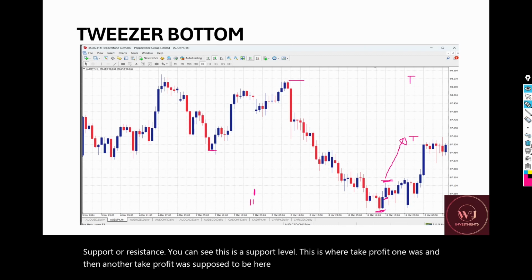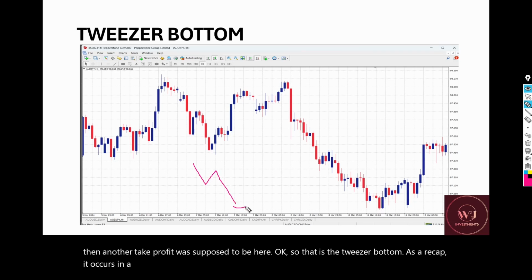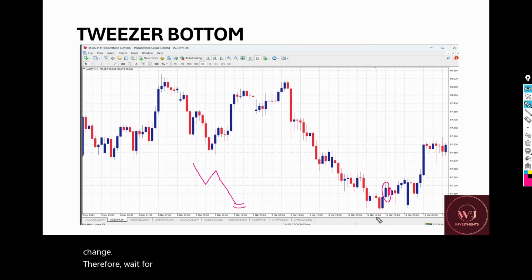Okay, so that is the tweezer bottom. As a recap, it occurs in a downtrend. Okay, and when it occurs, we expect that the market price is going to change. Therefore, wait for a confirmation bullish candle, and then we can be able to place our buy stop order.